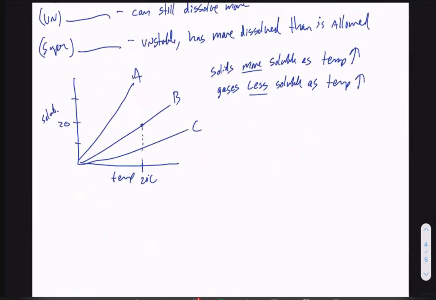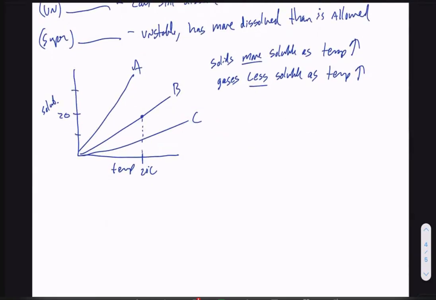And then, quantitatively, we calculated concentrations. Molarity.